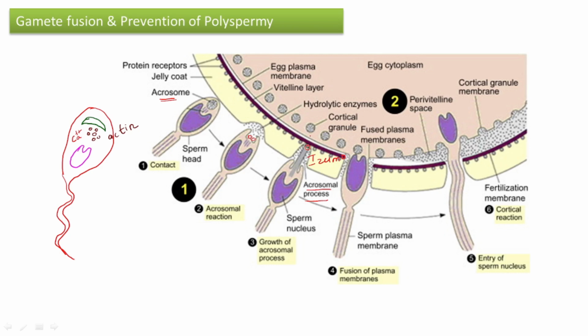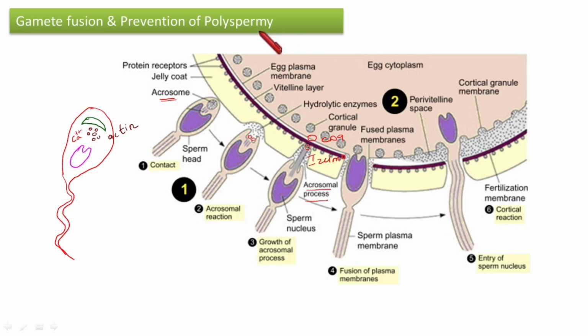In the case of the egg plasma membrane, there is another protein named CD9. This CD9 is an integrin-associated protein. These two proteins interact with each other, and as a result of that interaction, the sperm membrane gets fused with the egg membrane. Understand? At this point, there is a chance of polyspermy.